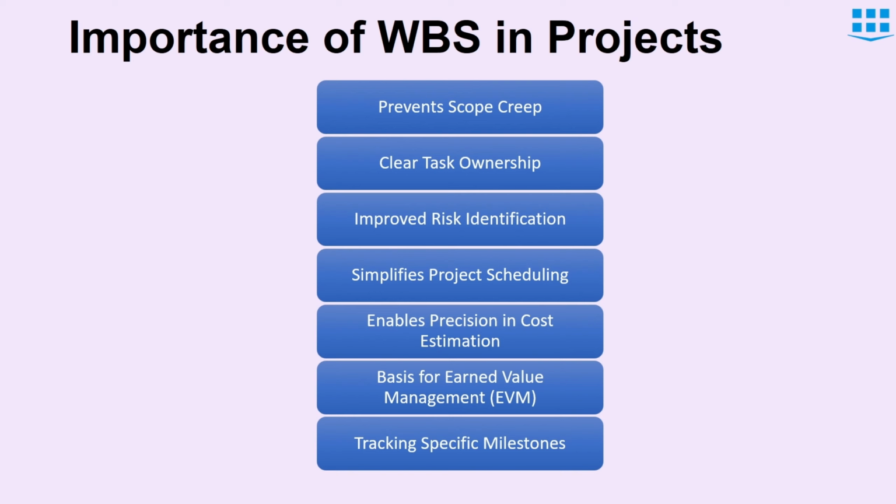Then we have improved risk identification. By breaking down the project into smaller components, potential risks associated with each work package can be identified and addressed early in the project. WBS also helps in simplifying project scheduling. By breaking down tasks, dependencies between components can be identified, allowing for better scheduling. Then we have precision in cost estimation. As we break down the project into granular work packages, it allows for highly accurate bottom-up cost estimates. Each task is budgeted individually, which reduces the likelihood of cost overruns.